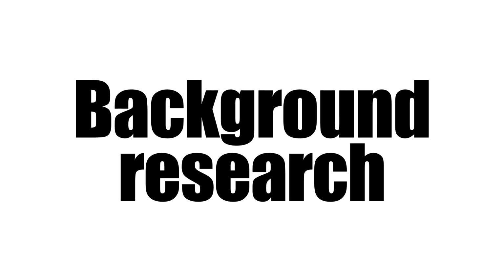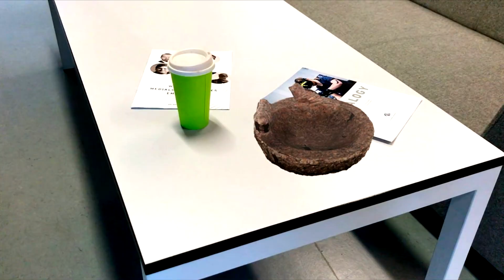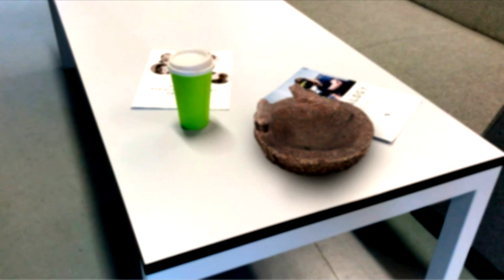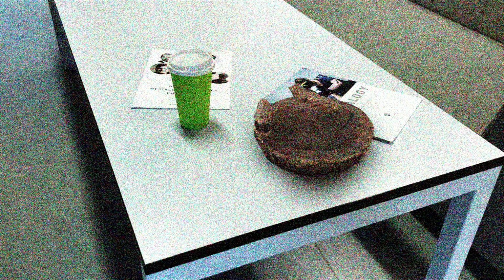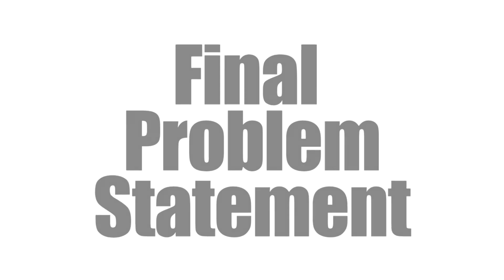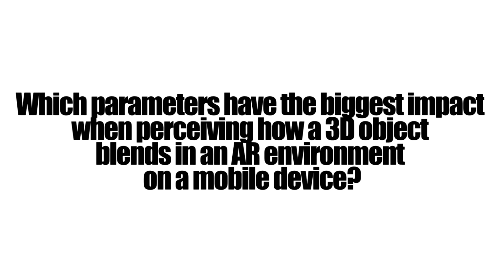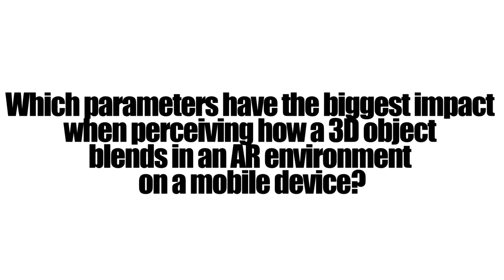To do that, background research in the fields of image effects, shaders, real-time rendering, and existing solutions was conducted. The findings from the background research showed us that the parameters blur, shadows, occlusion, noise, and downsampling could be looked into for better immersion of a 3D model in an AR environment. Next, the final problem statement was formulated: which parameters have the biggest impact on perceiving how a 3D object blends in an AR environment on a mobile device.